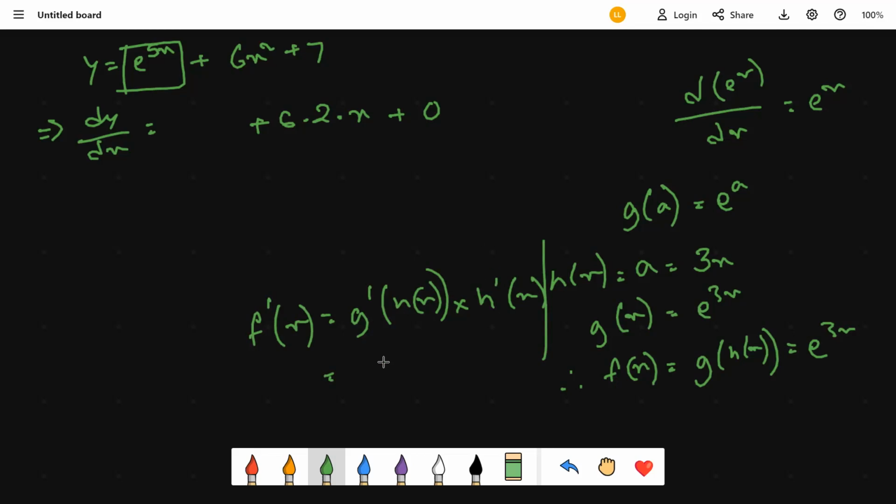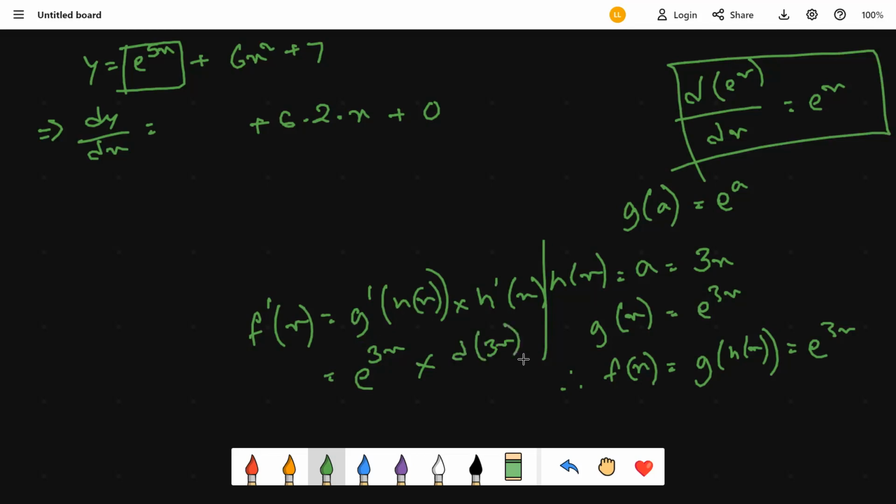According to this formula, differentiating e to the power x gives us e to the power x. That means the outer part remains the same, e to the power 3x. Differentiating e to the power 3x gives us e to the power 3x multiplied with the differentiation of that power itself, because it is another function here. So differentiating 3x by dx gives us what?